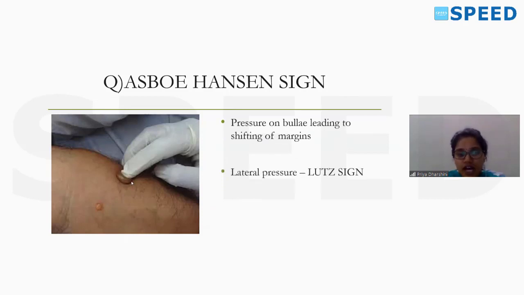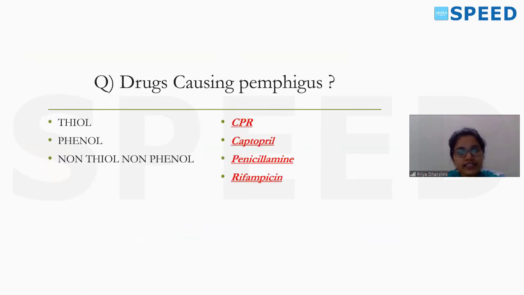And if we give lateral pressure, in case of a large bulla, we can give lateral pressure, not only central pressure. Giving lateral pressure is called Lutz sign, and central pressure is called Hansen sign, the proper Hansen sign. This is also one of the important signs which is elicited in bullous disorder.